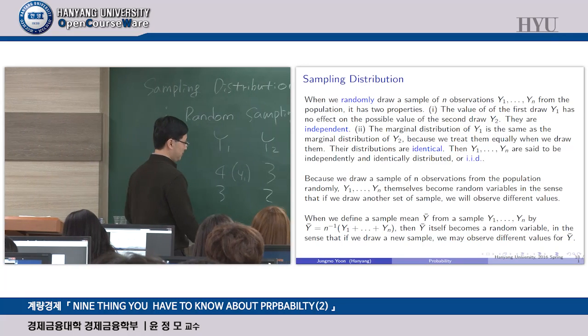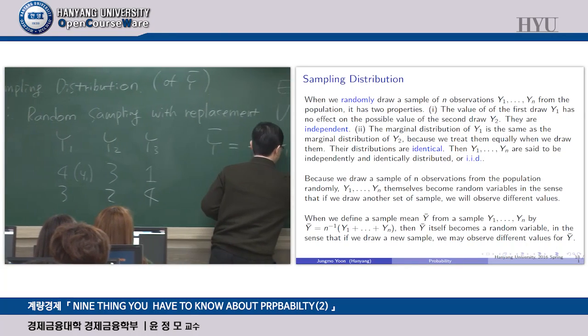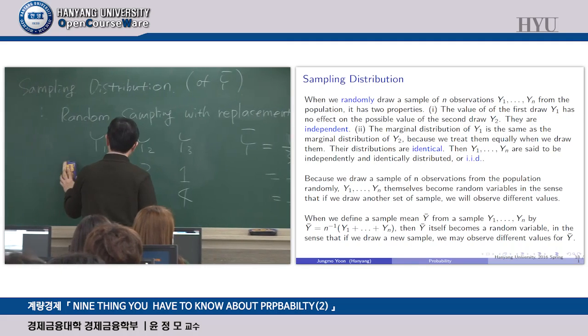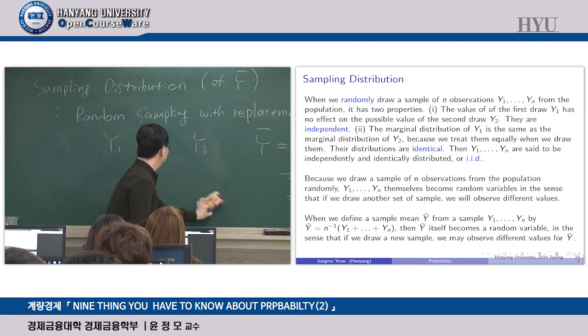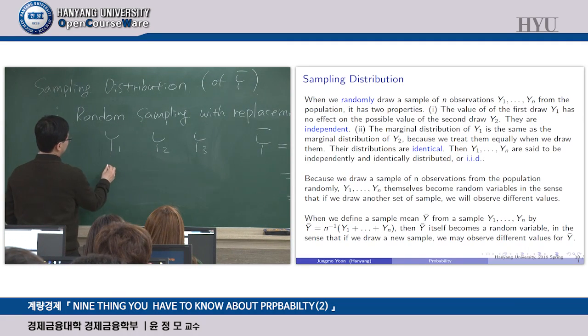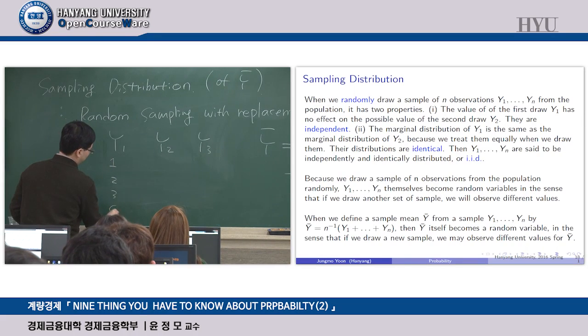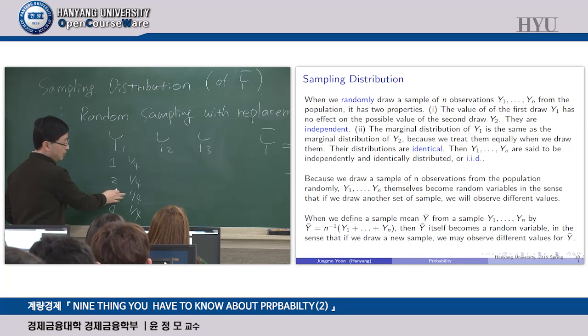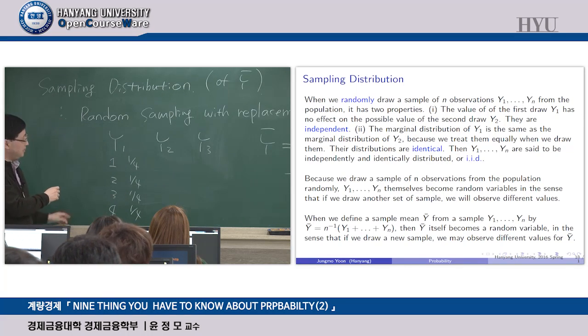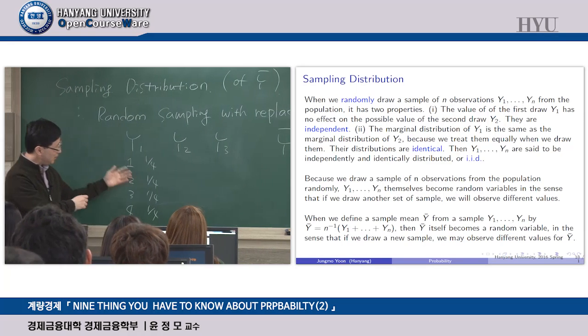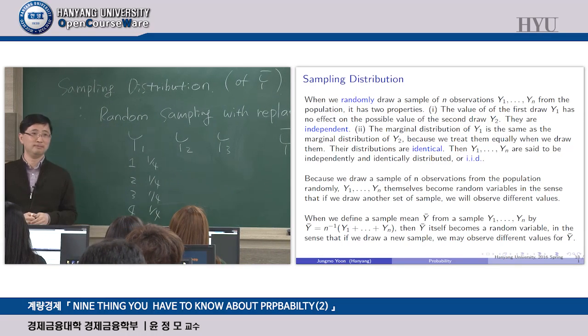So let me try it. Actually, the distribution of y1 looks like this. We can take 1, 2, 3, or 4 with equal probability. Right? y1 can be 3, for example, with probability a quarter. Same for other values. Now, what is the distribution of y2?